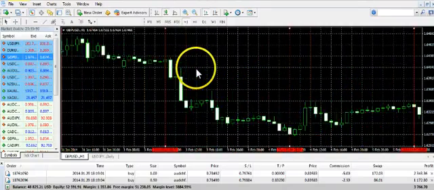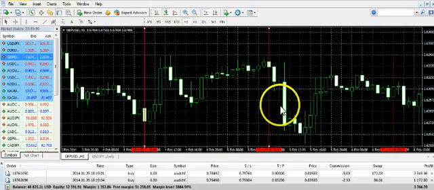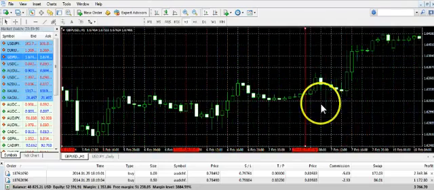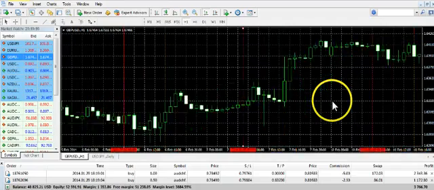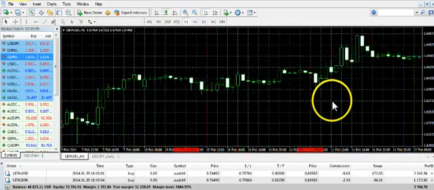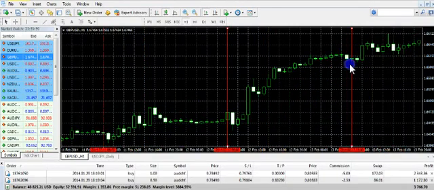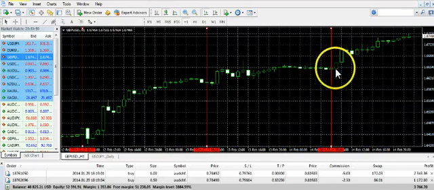So here we are. There's one. This is maybe one, yep, that's two, that's three. This would have probably been four apart from this spike through. This was probably news related. This looks like another one. This is another one.